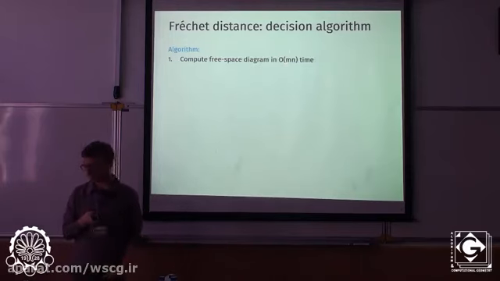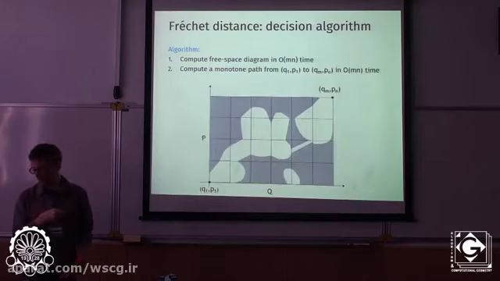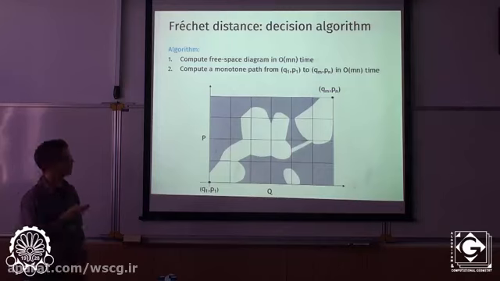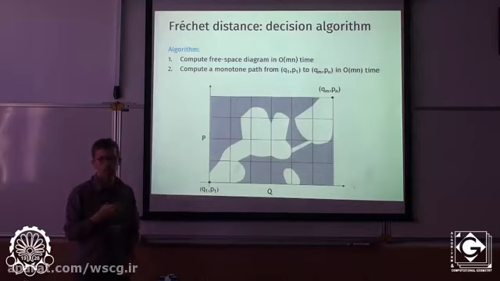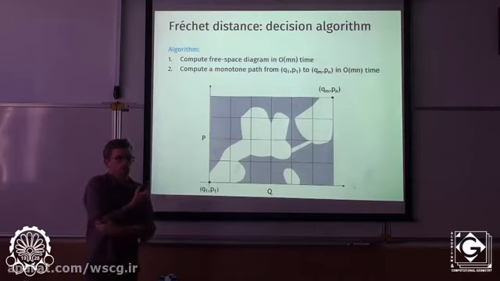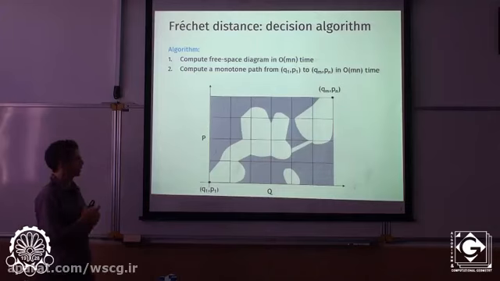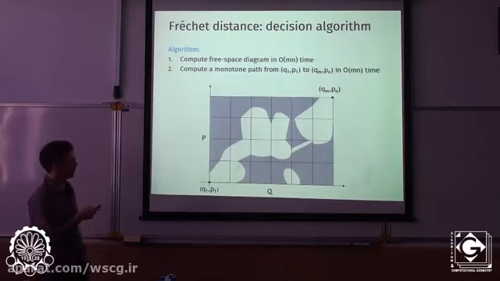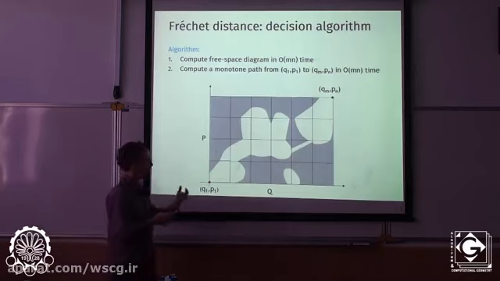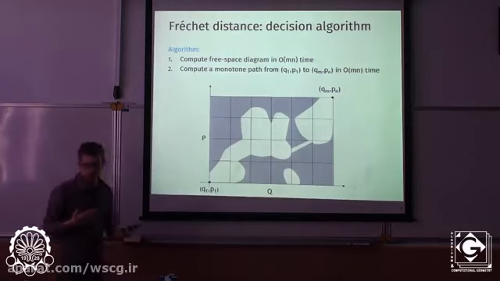Now in the next step, given the free space, we need to determine whether there is a monotone path from down here to up there. And what we do for that is essentially the same as what we did for dynamic time warping and discrete Fréchet distance. It is a dynamic program, just that the information that we now need to maintain is a bit different. So if you think of dynamic programming for discrete Fréchet distance, when we were looking at a point, we were looking at, okay, what were the best ways of getting there?